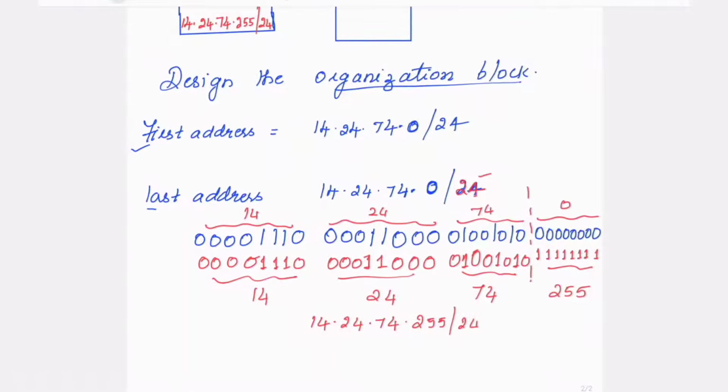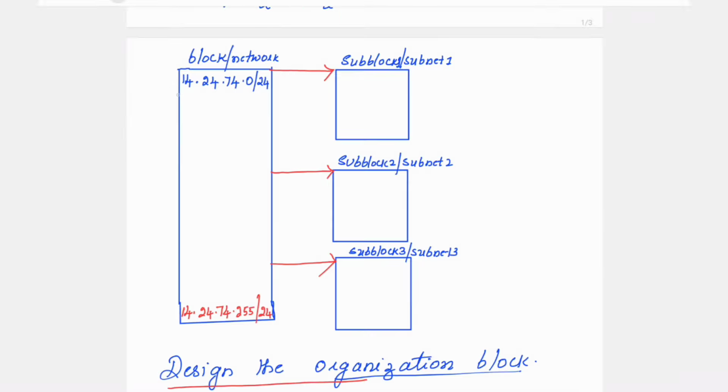Okay, this is how you have to find out. For the first address, all last 8 bits will be zeros in this case. For the last address, all 8 bits will be ones. So this is about the first step. Here you have designed the organization block. This organization block will have how many addresses? 256 addresses. And the second step is to design subblock 1.